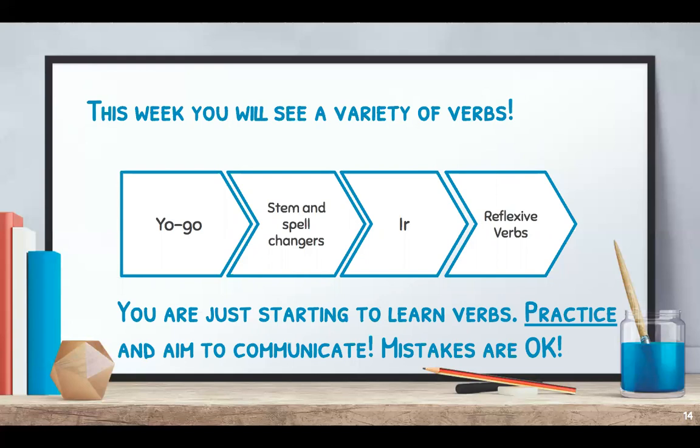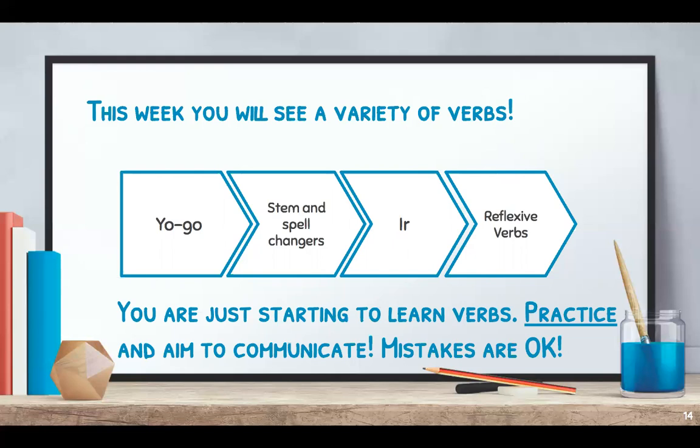So here are 4 categories of verbs you will see. Yo-go verbs, that means the yo forms are different than the normal pattern. Stem and spell changers, that's when the beginning part of the verb changes somehow. Either the vowel's going to change or there's going to be a changing of spelling. The verb ir, which means to go, it's totally irregular, just like ser and estar. And then finally, reflexive verbs, which are verbs where the object and the subject of the sentence are the same, and we indicate this with the use of a reflexive pronoun.